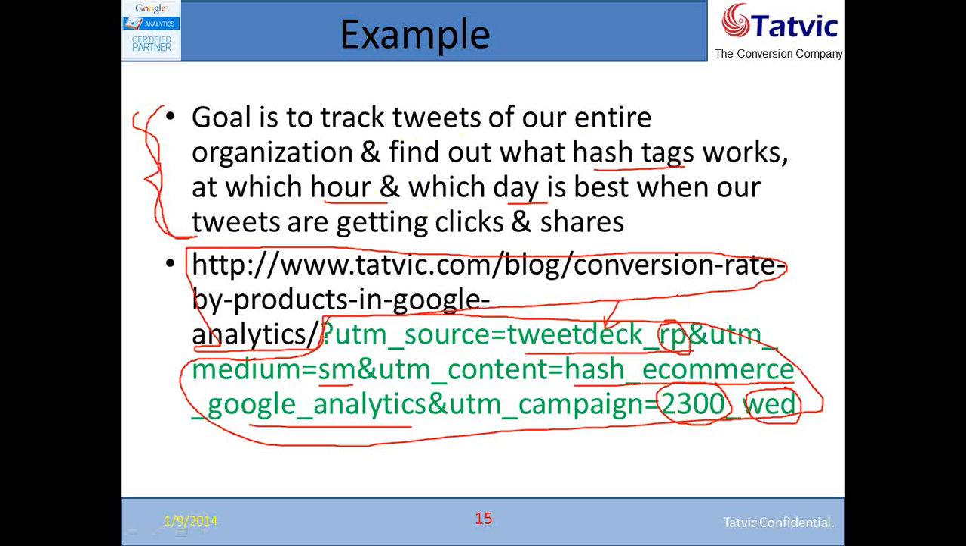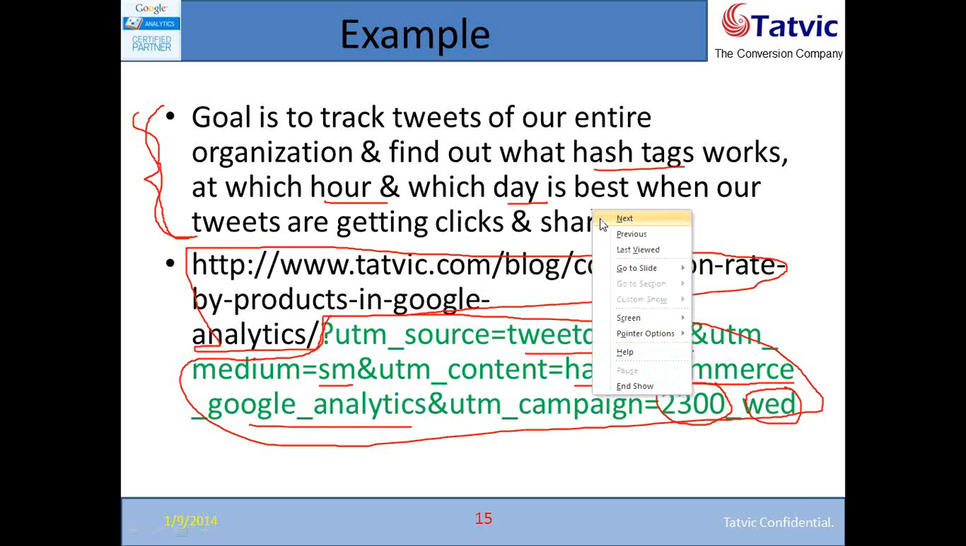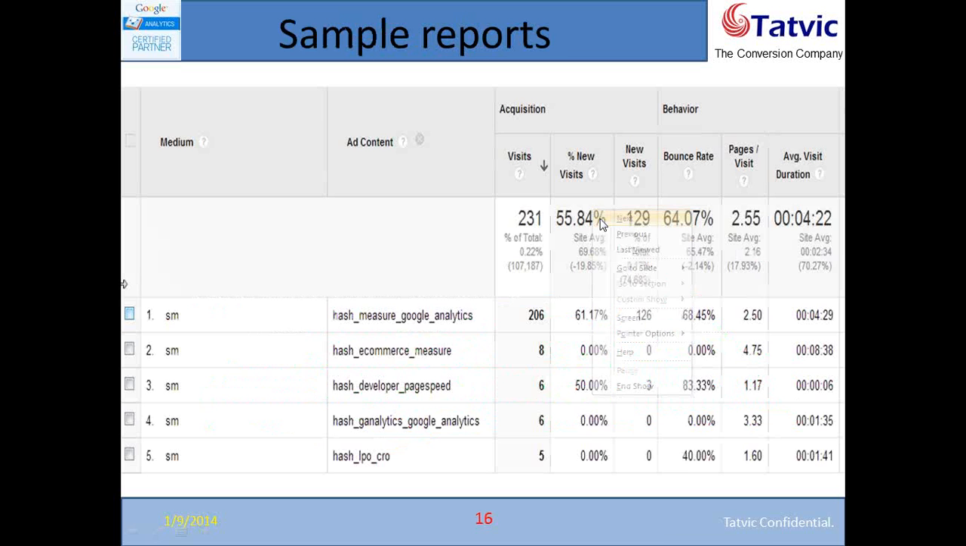In addition to it, we want to know whose tweets are getting maximum click-throughs as well. So this is what we tagged, and let me show you what it looks like as a result in Google Analytics. The medium was SM, or social media as we call it, and the content was the ad content with hashtags. We know that when we had the analytics measure as a content, it got us 206 visits. Out of it, 61% was new, and so on.